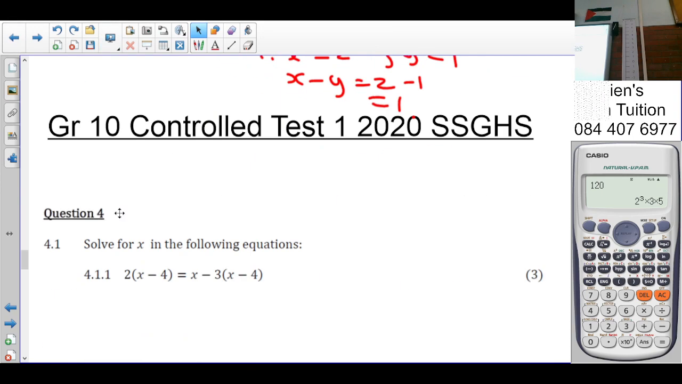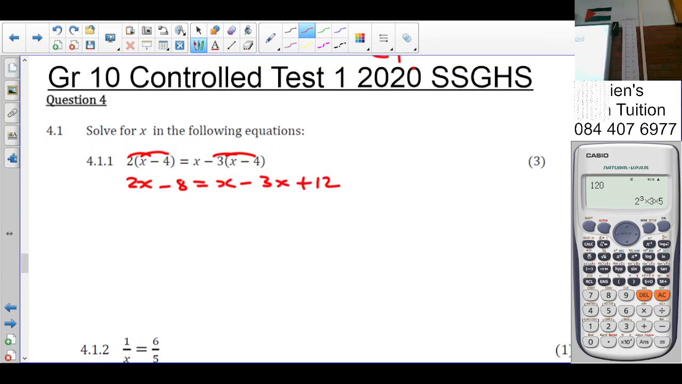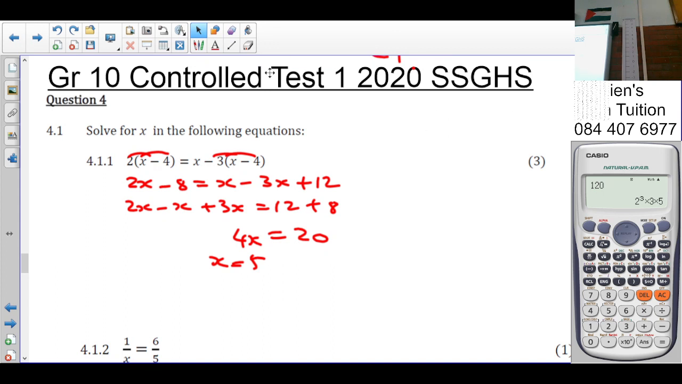The next one, question 4, they say solve for x in the following equation. So what we need to do first, we need to get rid of the brackets. So it's going to be 2x minus 8 is equal to x minus 3x plus 12. X on one side, numbers on the other side. So it's 2x minus x plus 3x equals 12 plus 8, which is 20. That is going to give us 4x. So x is equal to 5. You're dividing by 4 on both sides.